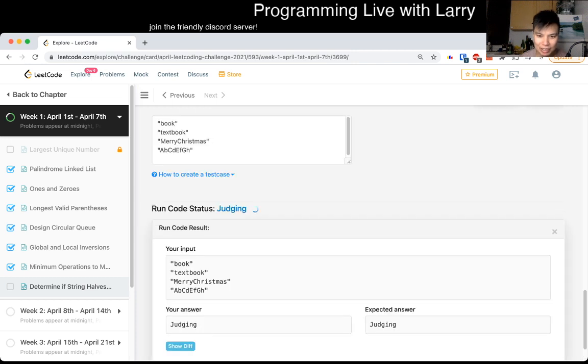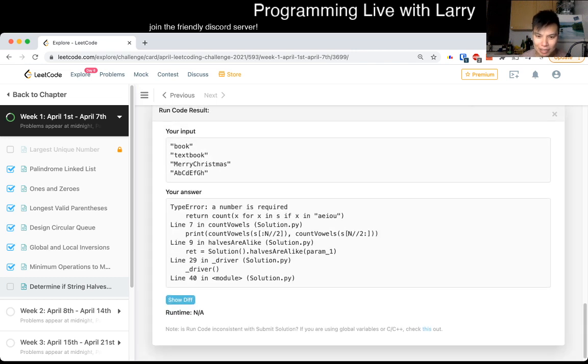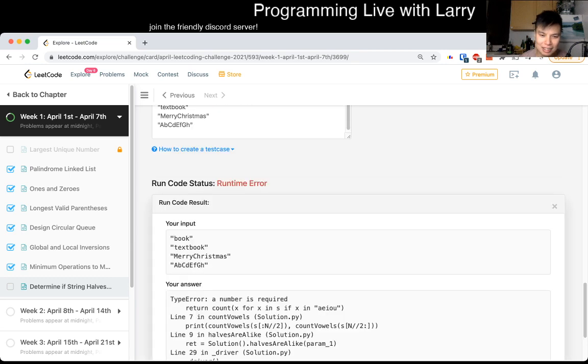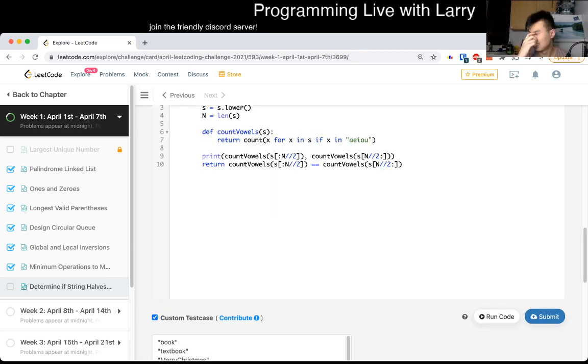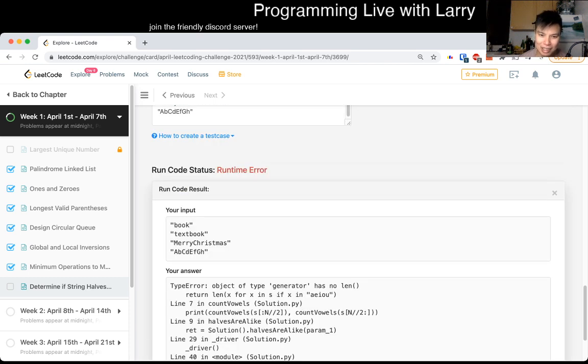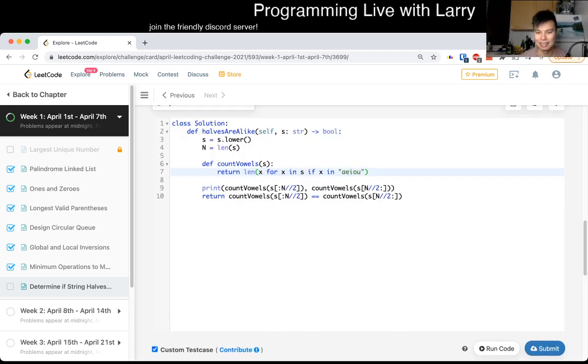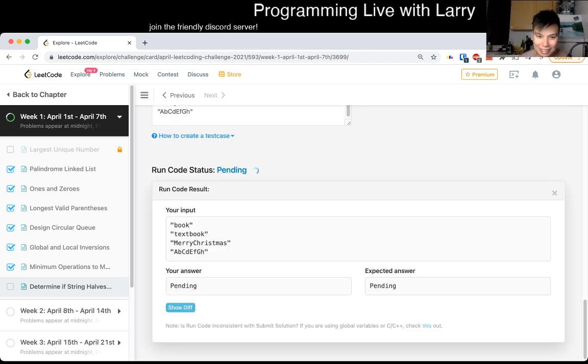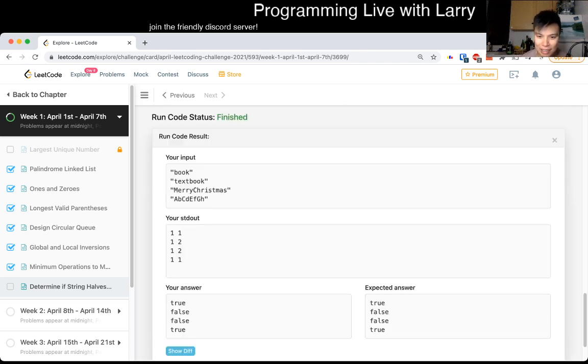Okay, see, much quicker. Oh, a number is required. Wait, what? Oh, this isn't count. What do I want? Length. I had another language in my head for some reason or something. Okay, fine. This is annoying. I think technically you could also do something like this and then sum, if you don't want to convert it to a list from a generator. That technically is slightly faster. But okay, so that looks good.